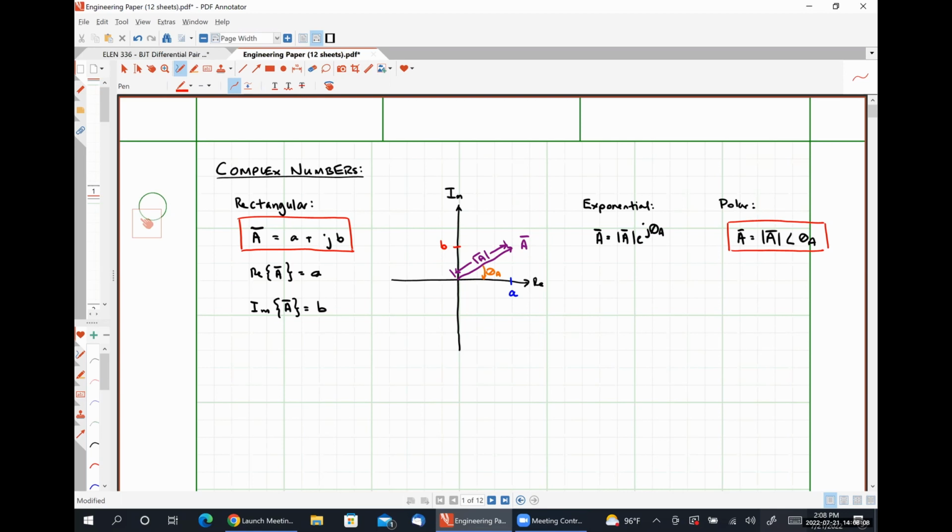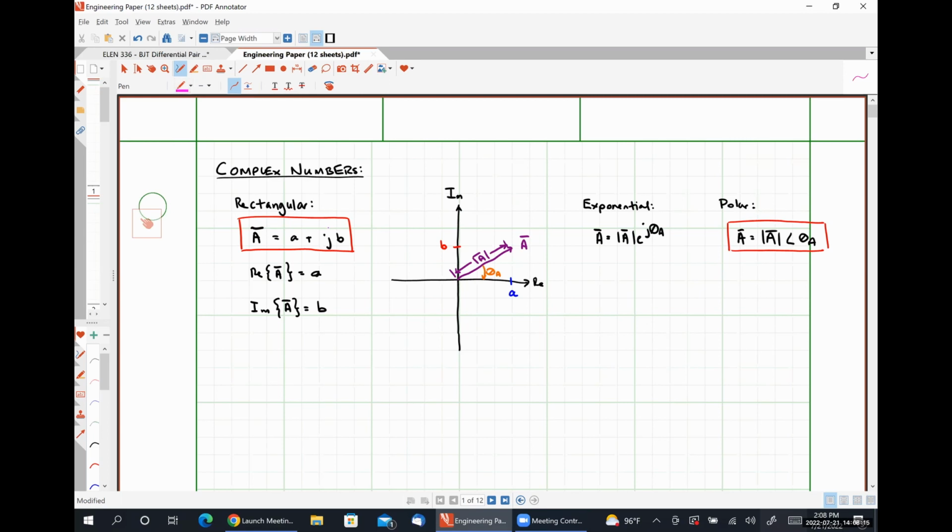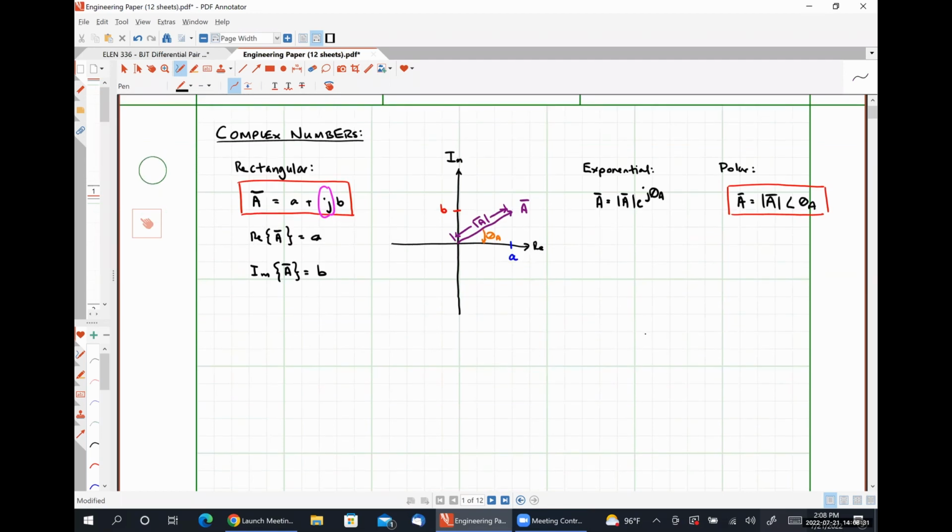Now, another thing that we have to be careful about, and I'll do this in a different color, is this j, because your calculators do not have a j button, okay? So let's talk about the concept of j. In your earlier classes, you likely learned that i, the imaginary operator, was equal to the square root of -1.